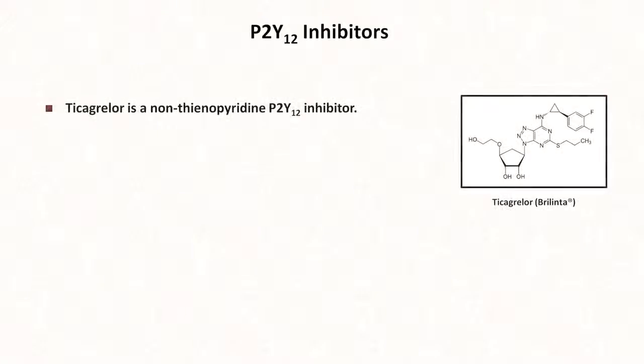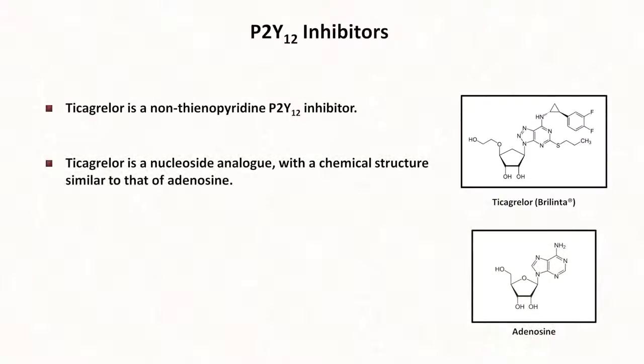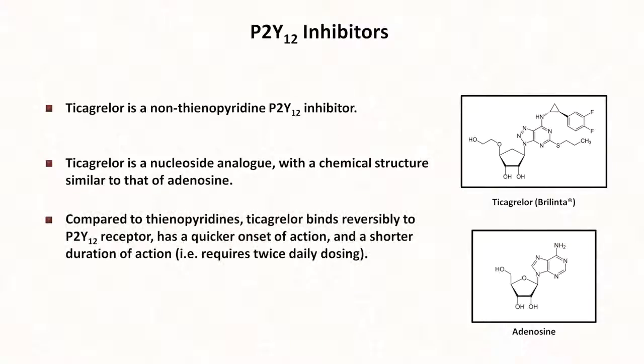In addition, there is one non-thienopyridine P2Y12 inhibitor, which is called ticagrelor. Ticagrelor is a nucleoside analog with a chemical structure similar to that of adenosine. Compared to thienopyridines, ticagrelor binds reversibly to the P2Y12 receptor, has a quicker onset of action, and a shorter duration of action. Thus, it needs to be given twice daily, which is its major disadvantage compared to the other P2Y12 inhibitors.